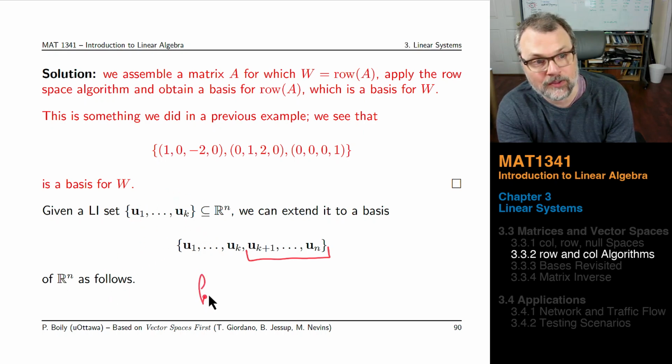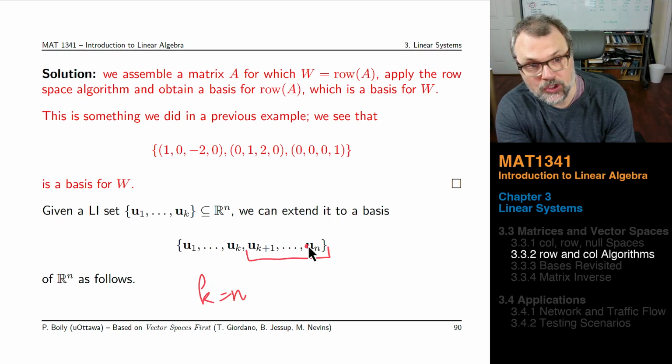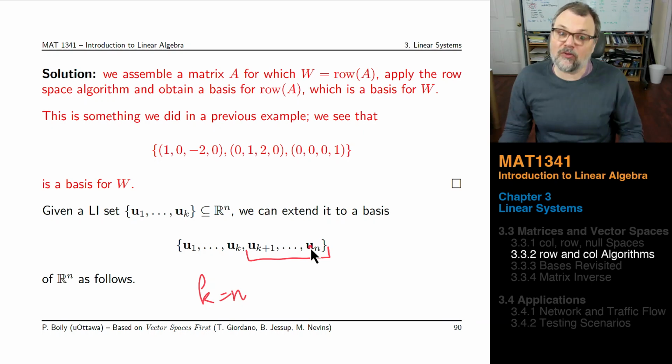Obviously, if k is equal to n, then the problem is solved. There's nothing to add. But if k is smaller than n, then you have a number of vectors you could add. What's a reasonable way to go find these missing vectors?